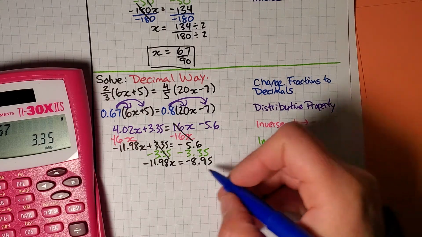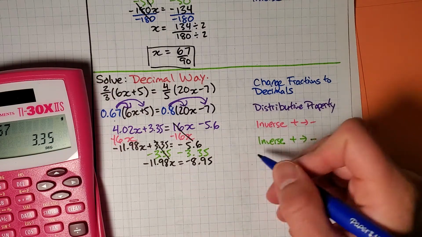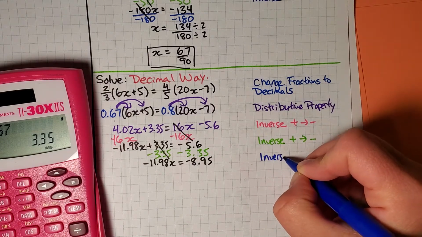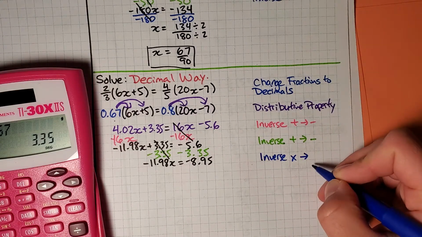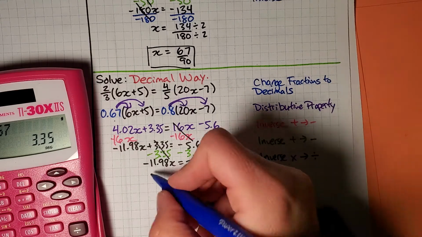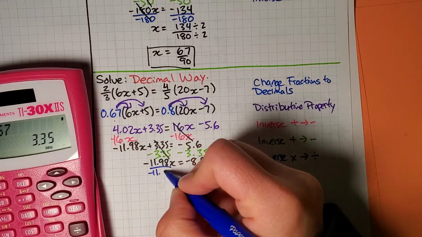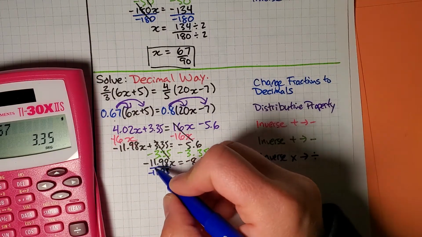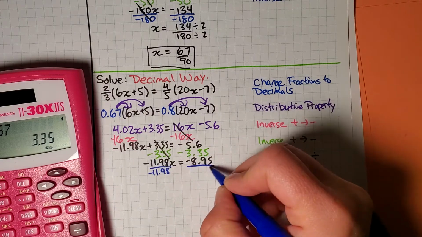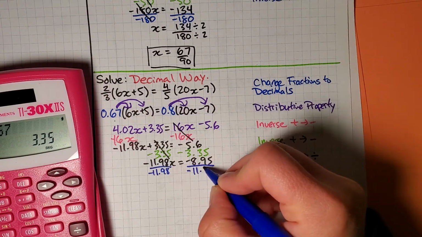The final step, get x by itself. Right now, it's being multiplied. Opposite of multiply, yep, divide. Divide this by negative 11.98. Divide this by negative 11.98.